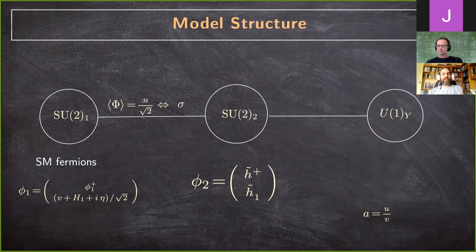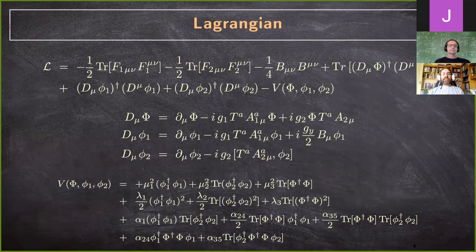This scalar field, the capital Phi, gets a VEV at a scale u, while the usual Higgs gets a VEV at the usual scale v, and a is the ratio of the two scales. This is the Lagrangian of the model. I will not insist very much on it. This is a mess. I will not bore you with these details. So the results.